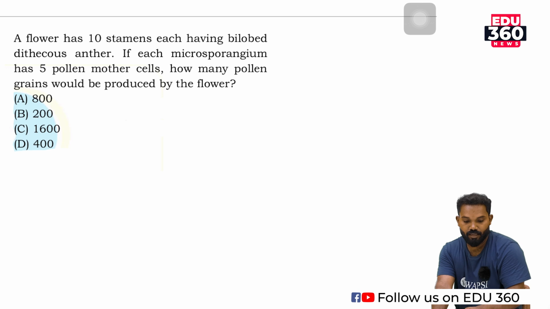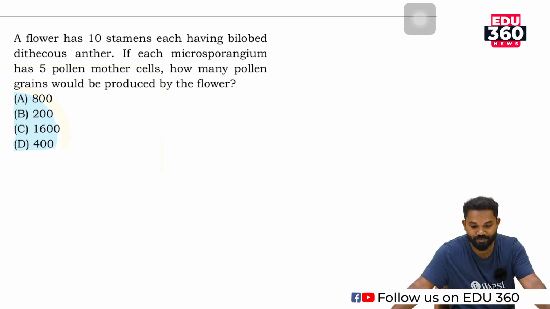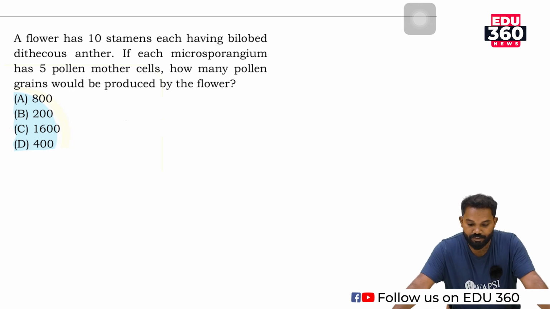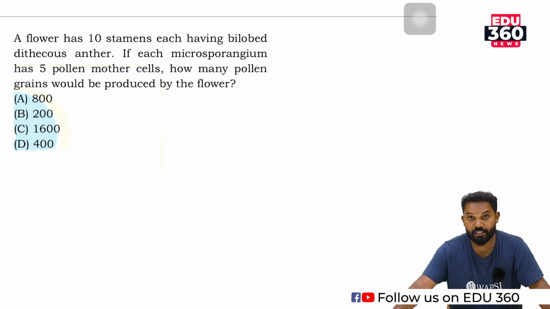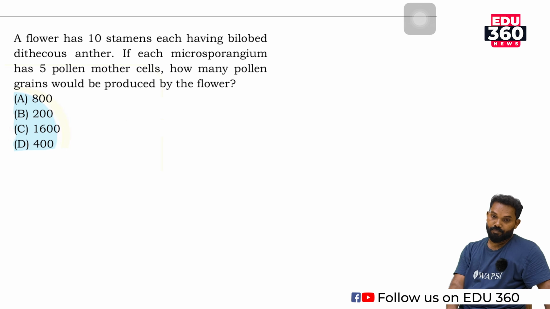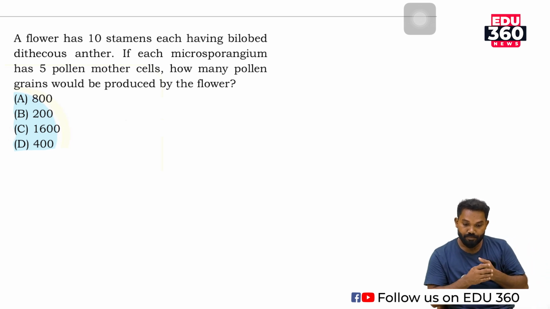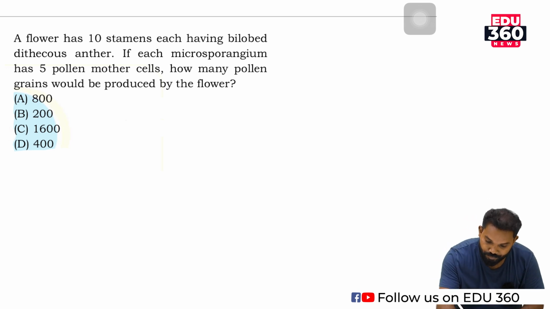Okay, it is a mathematical question in biology. A flower which has 10 stamens, each having a bilobed dithecous anther. That means generally an angiosperm anther is dithecous or bilobed, each lobe having two theca. Then each microsporangium has 5 pollen mother cells. How many pollen grains would be produced by the flower?